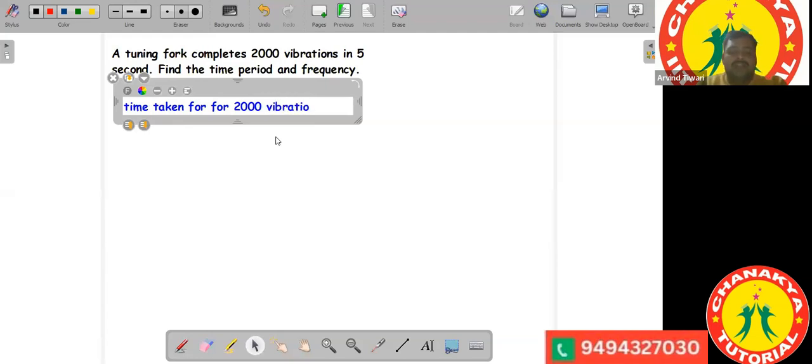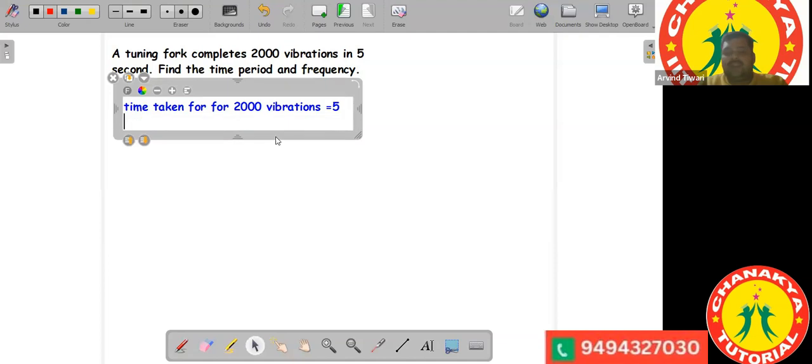See, so first we write the time taken for 2000 vibrations, and this is equal to 5 seconds, right? Then you find your time taken for one oscillation. There is no direct formula. You need to use your unitary method, remember. Okay, I got three answers. Just tell me the frequencies also. Three people have sent the answers and they all have sent the time period. Is it the time period? Let's see. It's not the time period. 400 is not the time period. Time taken for one oscillation. What will be the time taken for one oscillation?